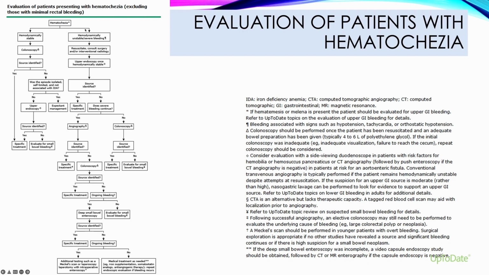For hematochezia with a hemodynamically unstable patient, we of course need to resuscitate, consider consulting surgery and IR, and getting everybody on board. We do an upper endoscopy. If we can't find the source, then we move on. We can do colonoscopies, angiographies, etc. So we just keep moving down the algorithm.